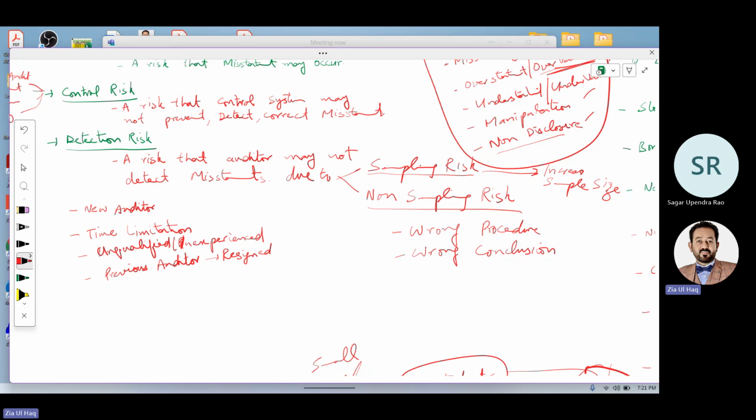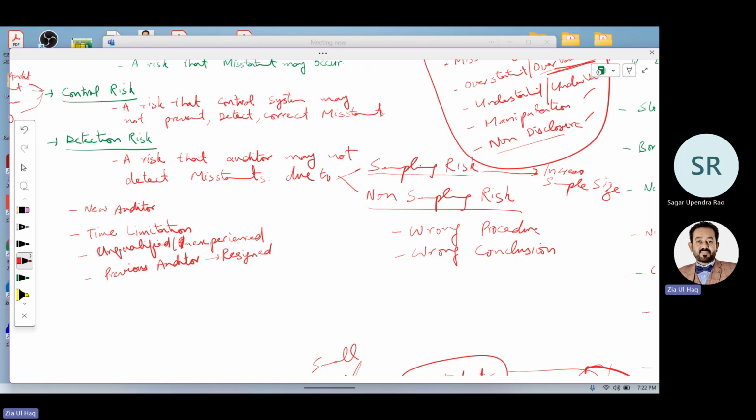Meaning instead of 1% of revenue, he is checking materiality of revenue at 10%. Instead of 1% of total assets, he is checking 10% of total assets, or 5% of total assets, because he misapplied the threshold. He's applying the profit threshold on revenue or the revenue threshold on profit. This is a wrong conclusion. So how can we reduce non-sampling risk? By giving training to the auditor or recruiting more skilled auditors to the audit.